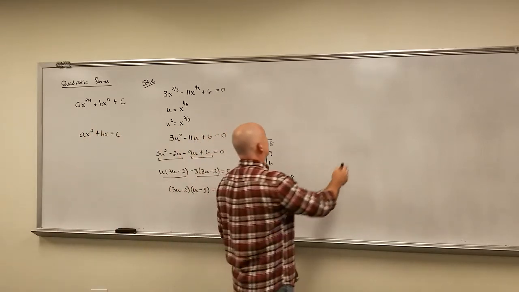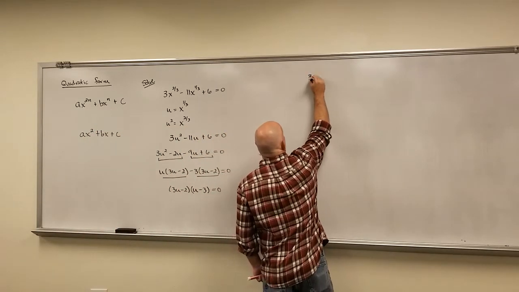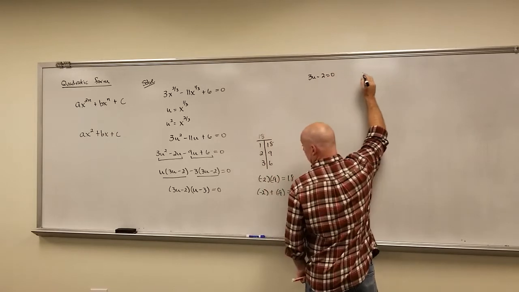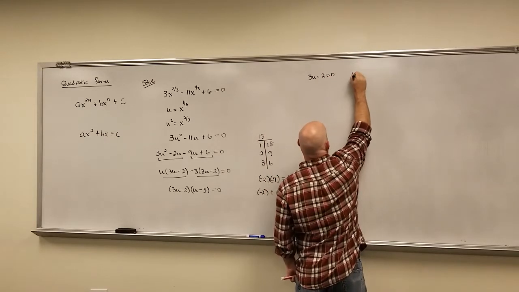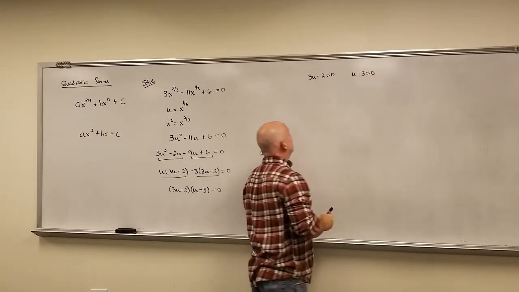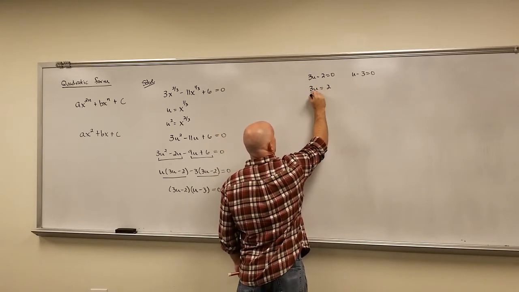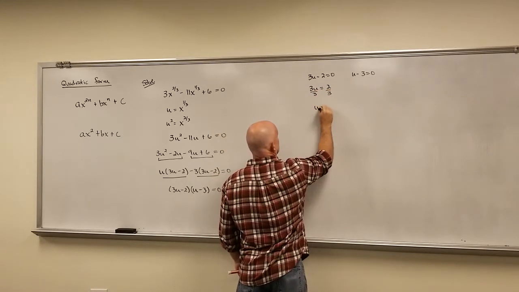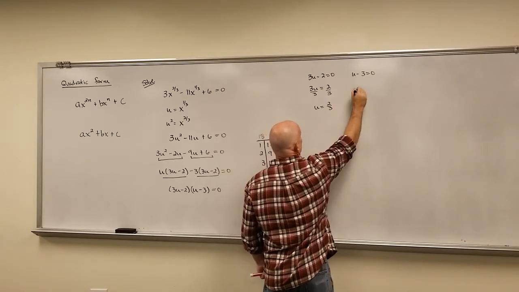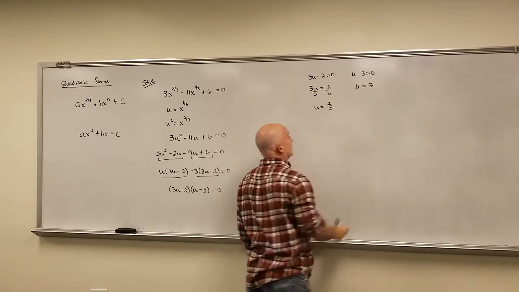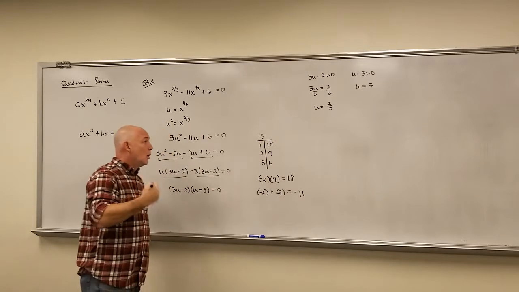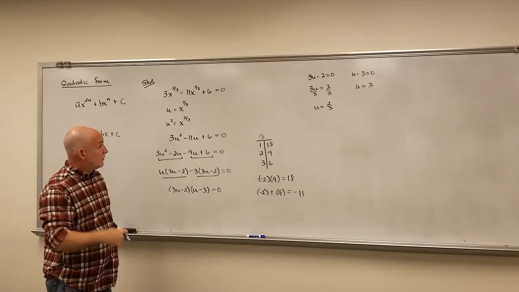All right, let's go ahead and move this up over here. So we have 3u minus 2 is equal to 0, and u minus 3 is equal to 0. Solving each one of these, do it in a couple steps. It's 2 divided by 3, so we get u is equal to 2/3. This one's a little bit easier. We just get u is equal to 3. Okay, so there's most of the hard work.